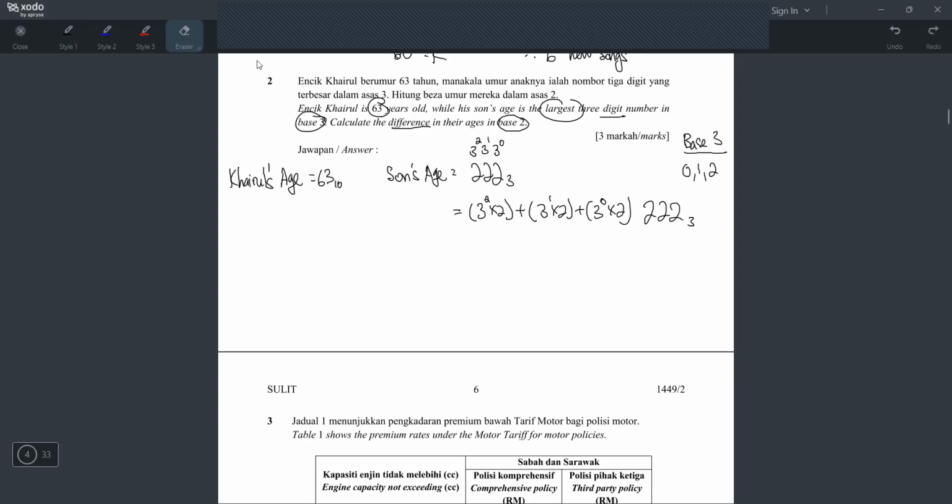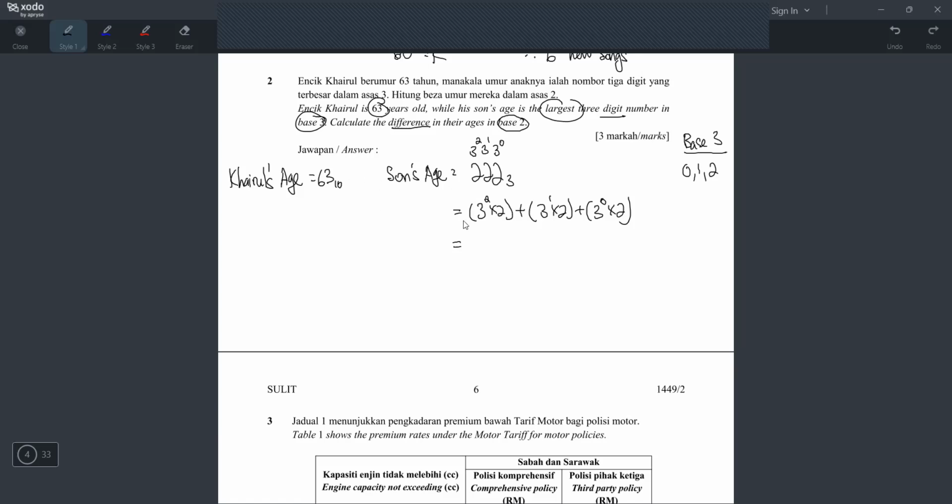Okay, 3 power 0 is not 0, please. 3 power 0 is 1, okay? So now you press all this in your calculator lah. Okay, 3 power 2 is 9, 9 times 2 is 18. So, okay, let's press 18 plus 6 plus 2. What is 18 plus 6 plus 2? Okay, the calculator gives me 26.